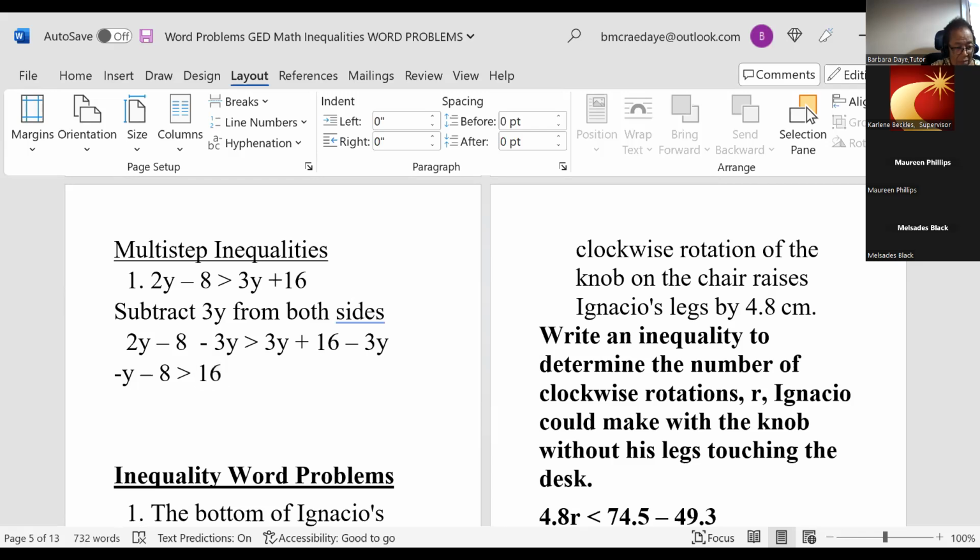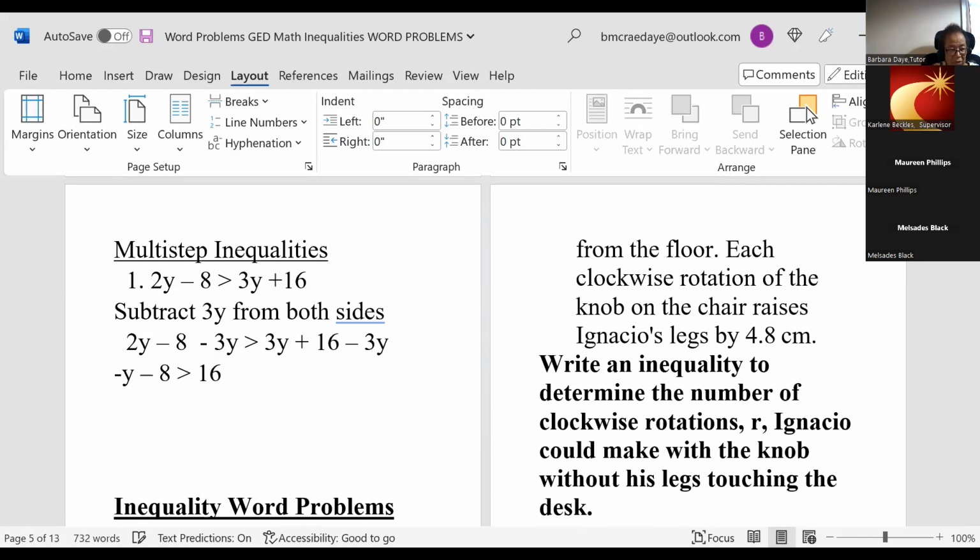16, right? Okay, Mercedes, now I want to get my minus 8 with my 16. What do I have to do to both sides for that to happen? I want to get the constants together. I have a minus 8 on the left and a plus 16 on the right. What do I do to get those constants together?